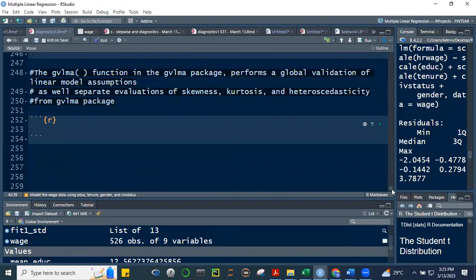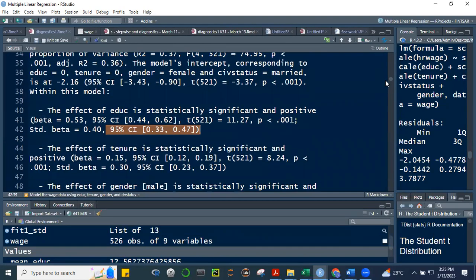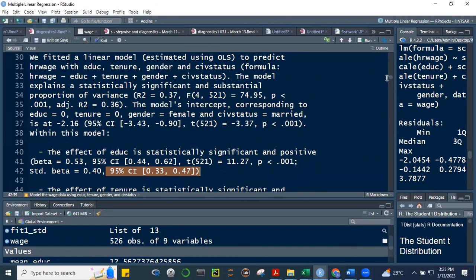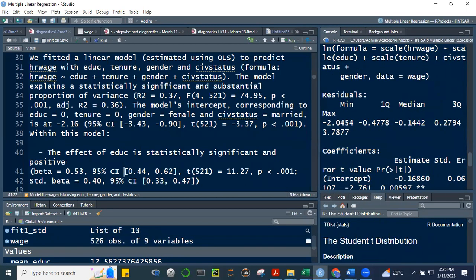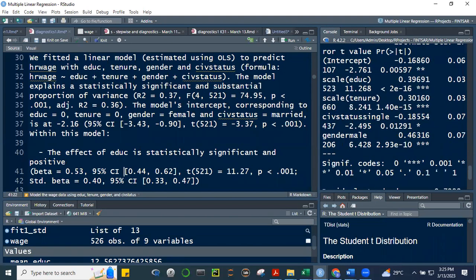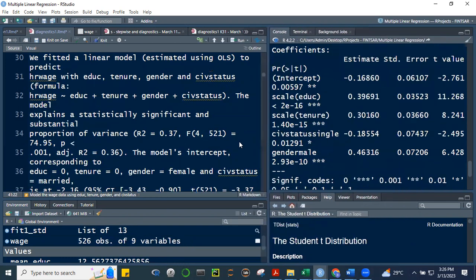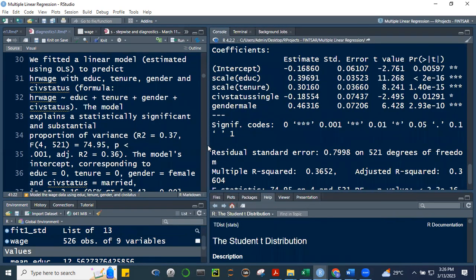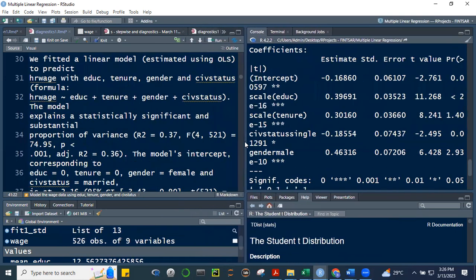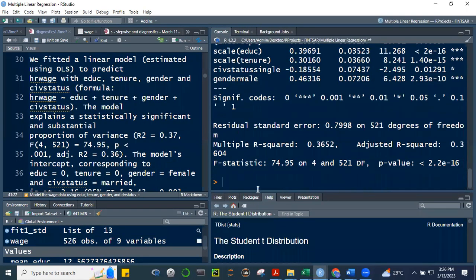Let's go back to our outputs here. Let's see what I shared with you. For education, the standardized beta is 0.4, right? That's 0.4 here. Also, you now have the confidence interval, negative 3.43 and negative 0.9. We can compute that again, but let me show you a secret, a shortcut.